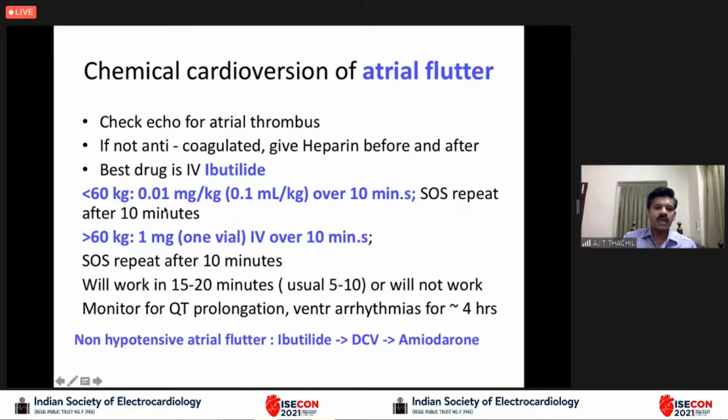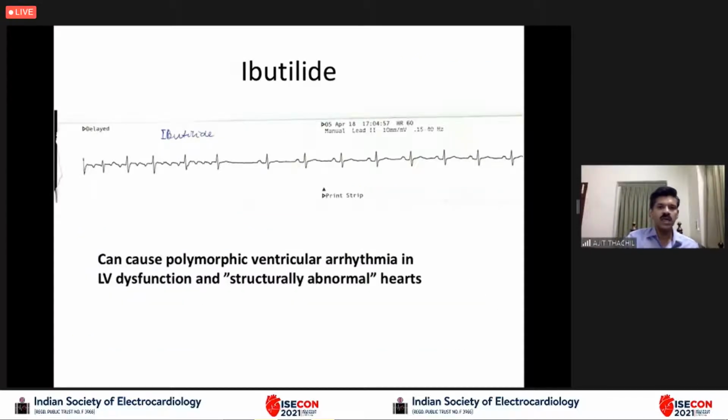What I was trying to say is, if it's a non-hypotensive atrial flutter, the first option would be Ibutilide in a normal heart. Second option would be cardioversion. And third option would be amiodarone. Amiodarone is a rather poor drug for conversion of atrial flutter. The beauty of Ibutilide is you can just stop it here without giving any sedation, but it is just like amiodarone. It can cause polymorphic VT in LV dysfunction, structurally abnormal hearts, or in the presence of hypokalemia.